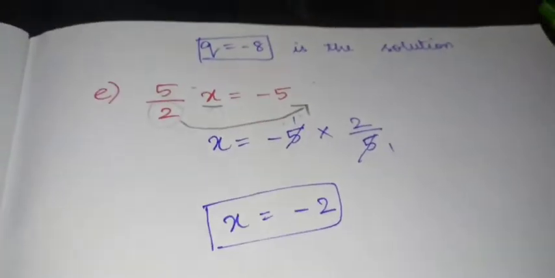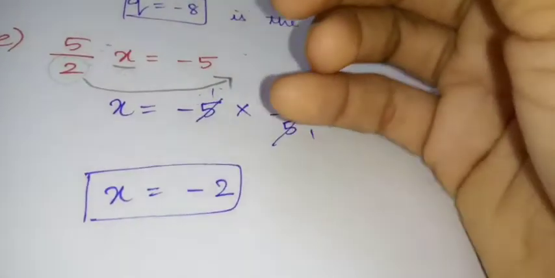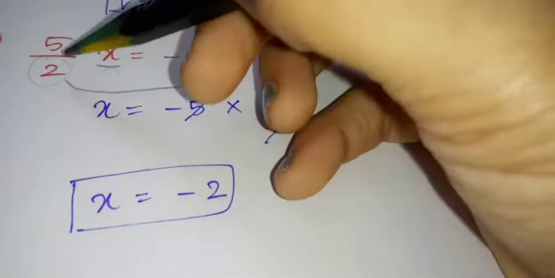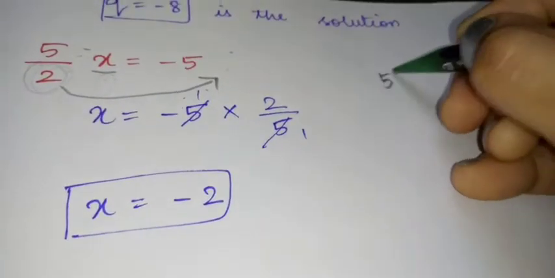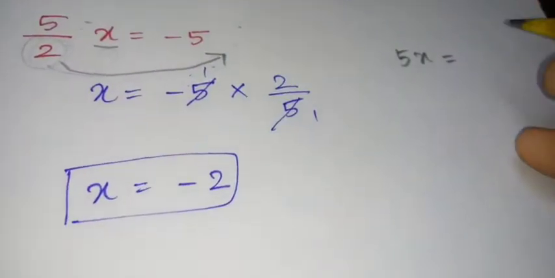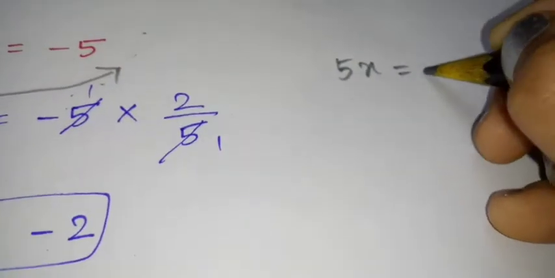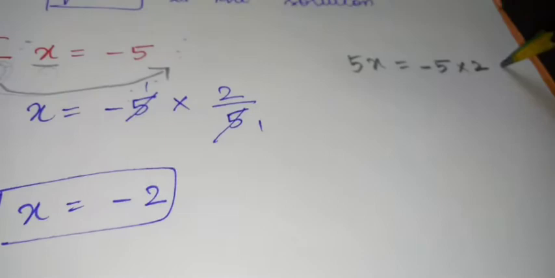See, another method I'll teach you, in the pencil in the side. What is the meaning? Division, if it goes that side, it becomes multiplication, correct? So 5x as such you can keep it. I am shifting only 2 towards the next side. So what will it become? Minus 5 into 2, because 2 goes that side, it becomes multiplied by 2.